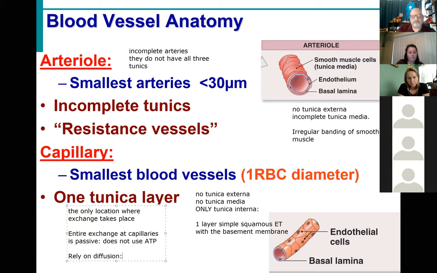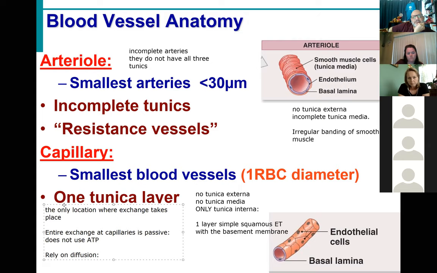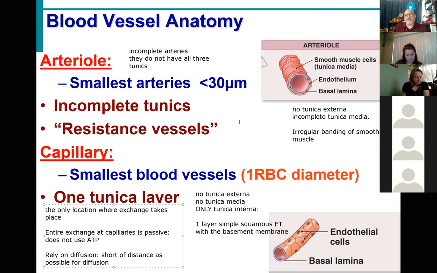Do you want a big, massive distance, a long distance that that oxygen has to travel to get out of the blood vessel? No, you want to have a thin, short distance. And is there anything thinner in the body than a simple squamous epithelial tissue? No. No, so since we're relying on diffusion, we want to have as short of a distance as possible for diffusion. So just having a single layer of cells is sufficient for that means.